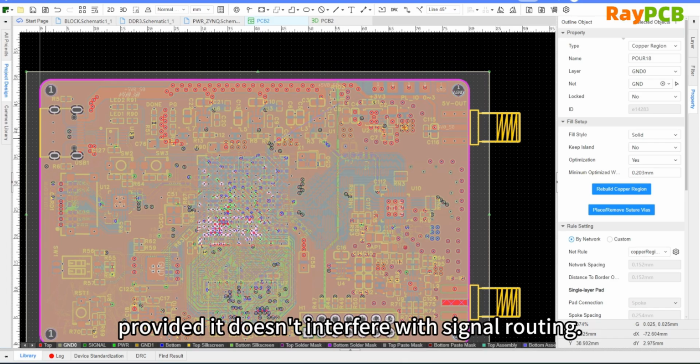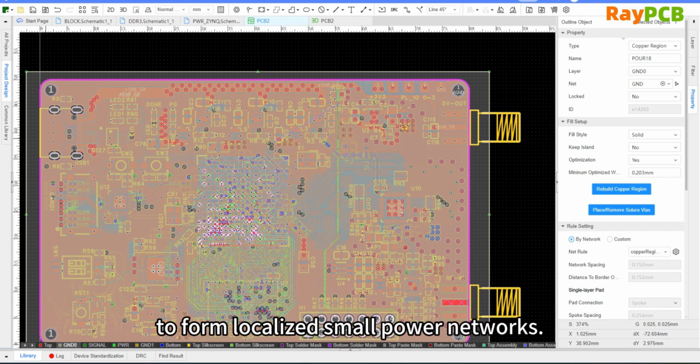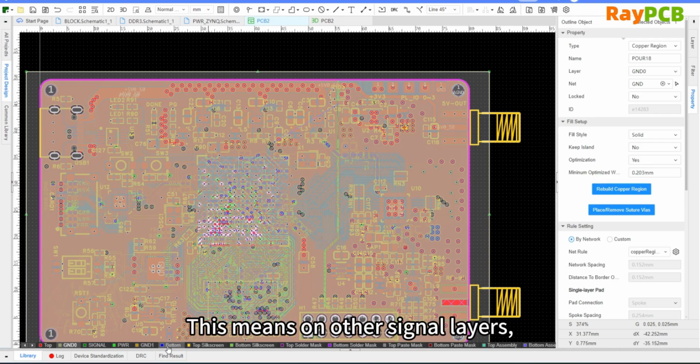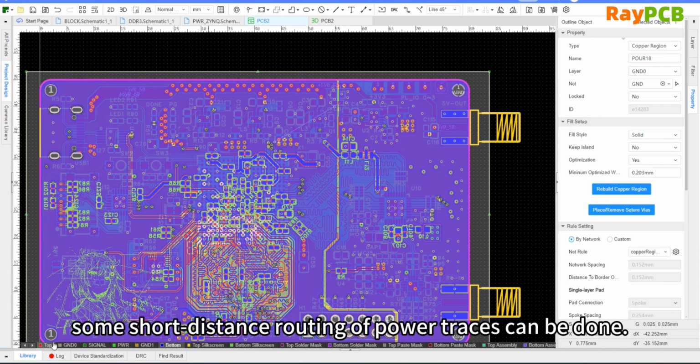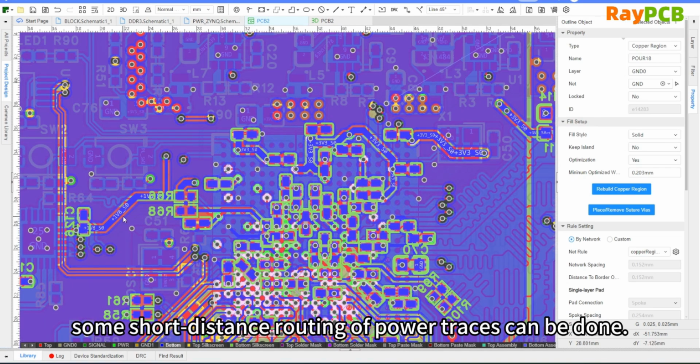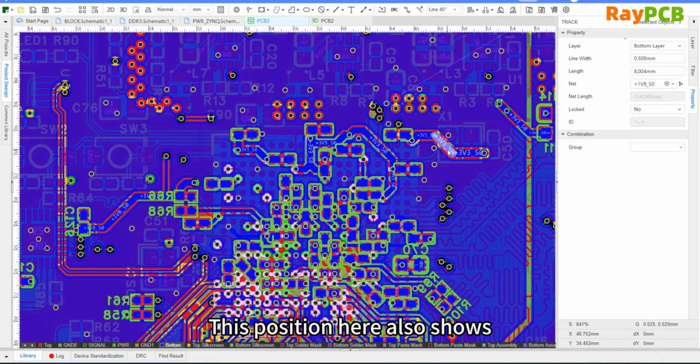We can lay short and wide power lines and supplement them with a large number of decoupling capacitors, or use ground vias to form a localized small power network. This is often done in other projects, especially when the top and bottom layers are L1 and L6, where you can place some short distance power lines, like this example here. Here, some power lines are placed over a short distance. In this area, you can also see some power lines running to other places.